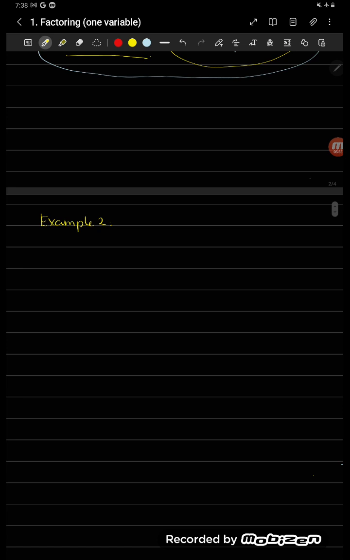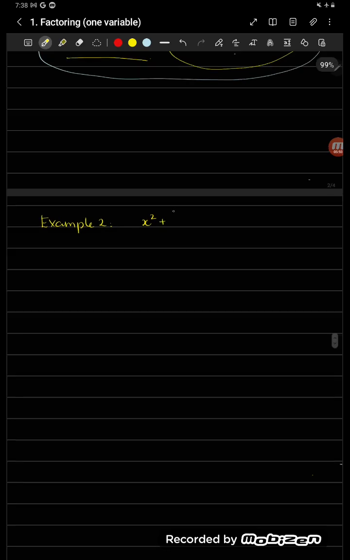Okay, so let's say we have x squared plus, let's say, 7x plus 10. So how can we factor out this one?